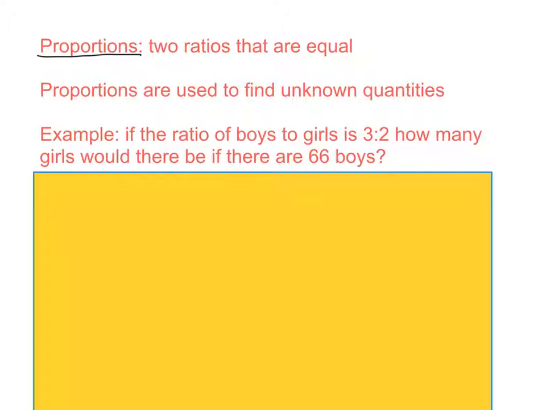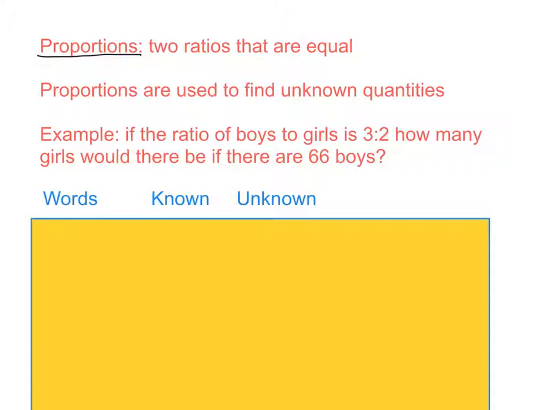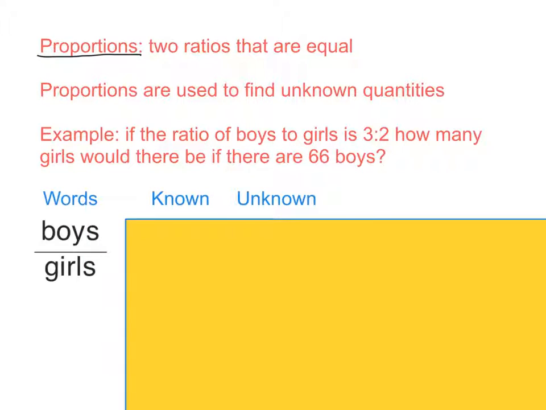What we want you to do when you're setting up these problems is set them up with words, okay? And then we're going to set up our known ratio and then our unknown ratio. So write those 3 words you see there in blue. Words, known, unknown. Now the words, or the 2 things we're comparing, is boys to girls. So make sure that you write the ratio in words, boys to girls.